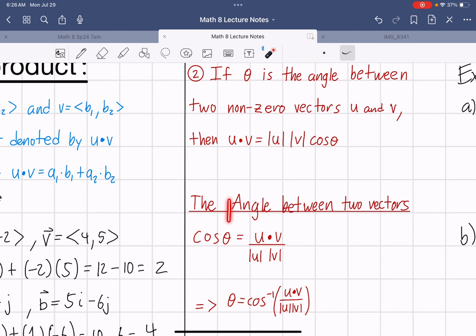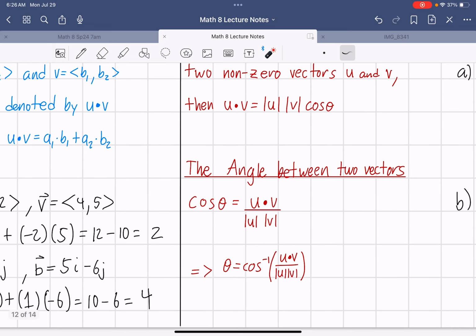Now, like I always said, how do we get the variable out of the argument? Well, this doesn't mean multiplication, right? So the only way to get rid of the function is to use its inverse. So we will literally just take the inverse of this value of the dot product divided by the product of the magnitudes of each vector.